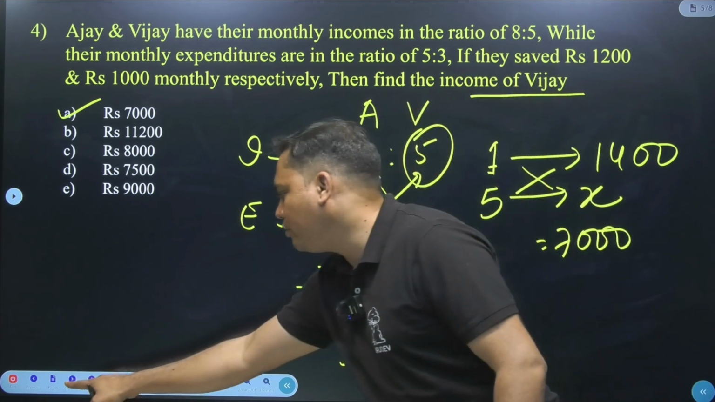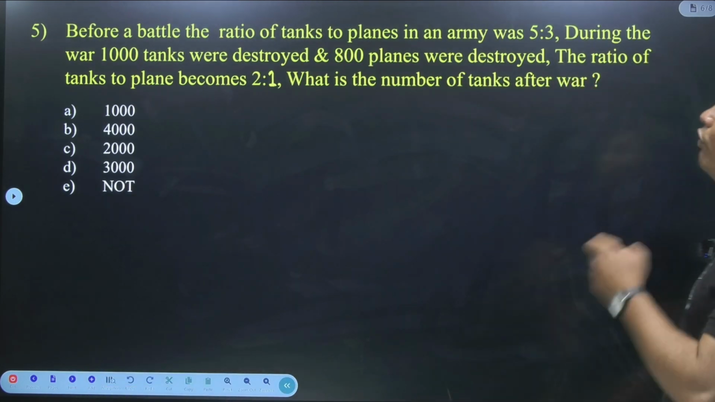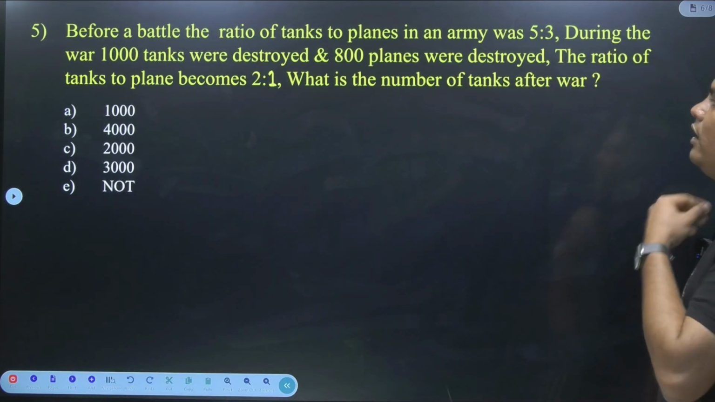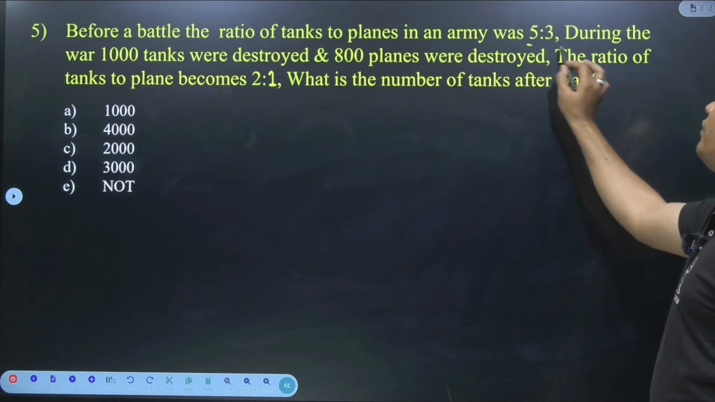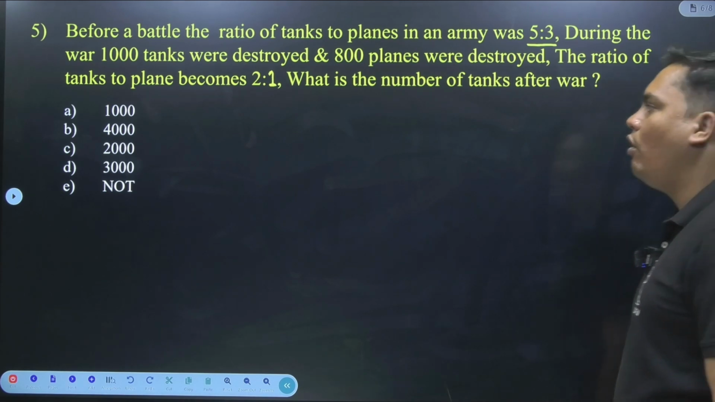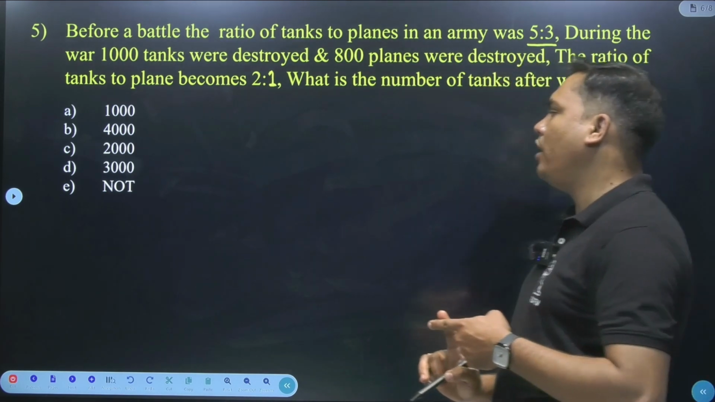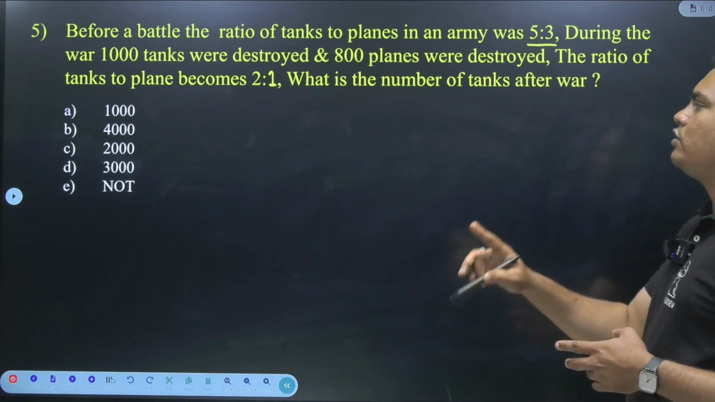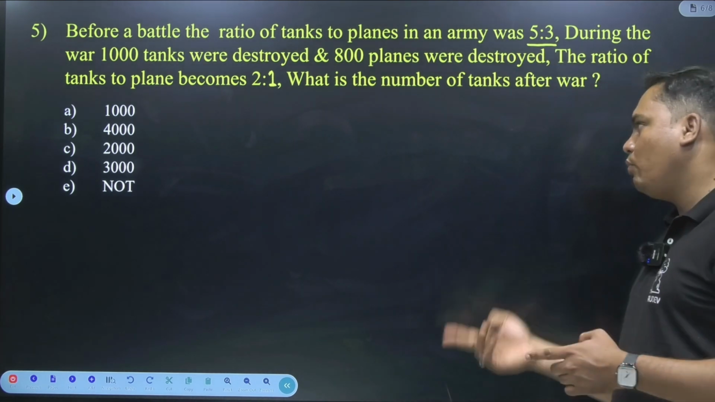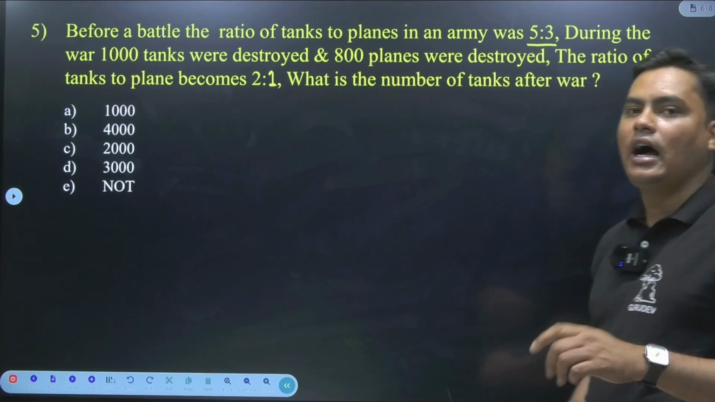Okay. Now going to the next one now. Before a battle, the ratio of the tanks to the planes in an army was 5:3. During the war, 1000 tanks were destroyed and 800 planes were destroyed. The ratio of the tanks to the planes becomes 2:1. What is the number of tanks after the war here?